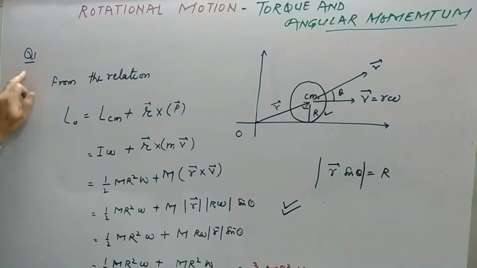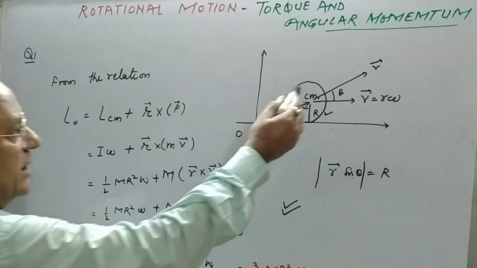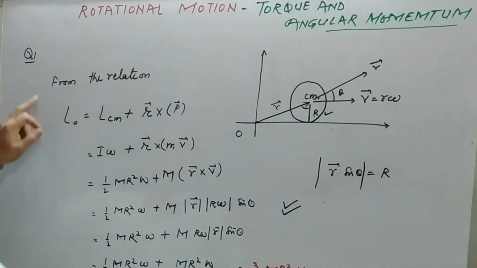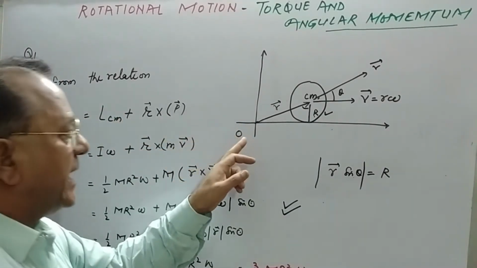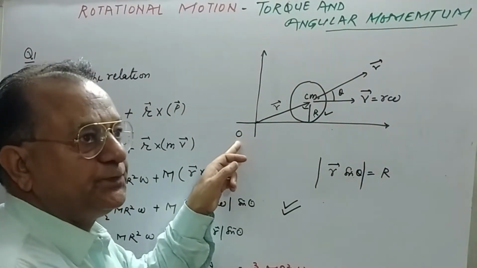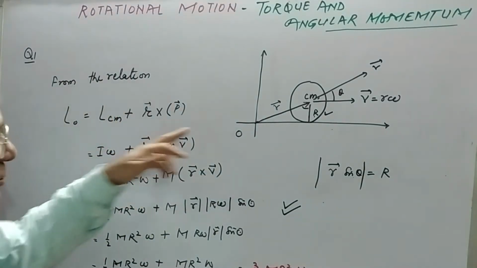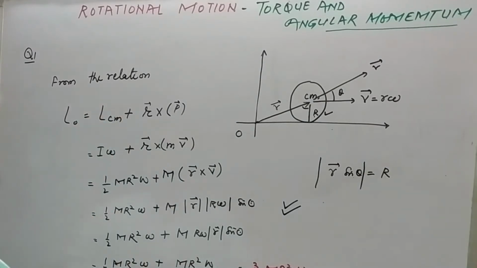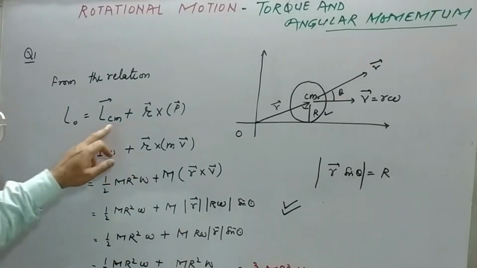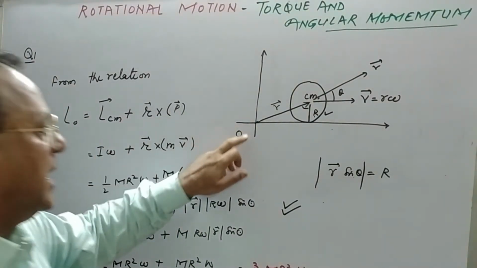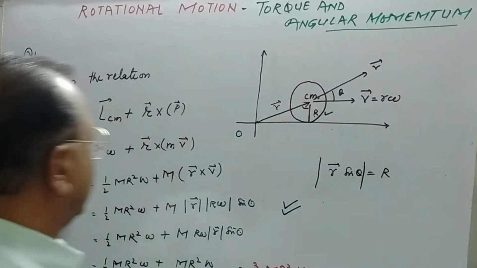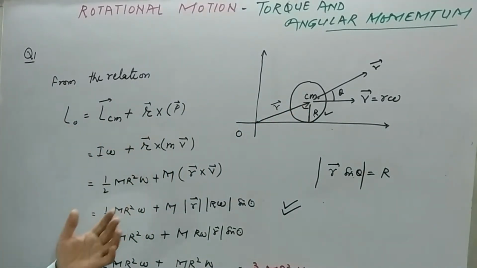So let us discuss question number 1. You have been given a disc which is rolling on a plane surface. Now you have been asked angular momentum about O. The relation is: angular momentum about any general point O is equal to angular momentum about center of mass, plus R cross P. R is the radius vector from O to center of mass, and P is the normal momentum.